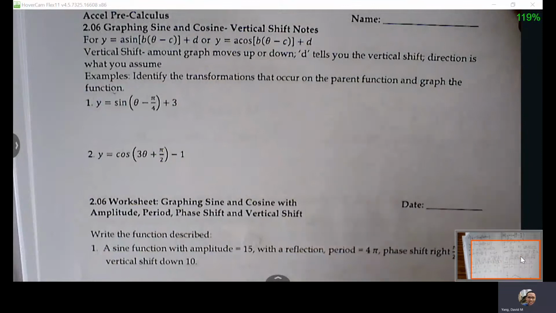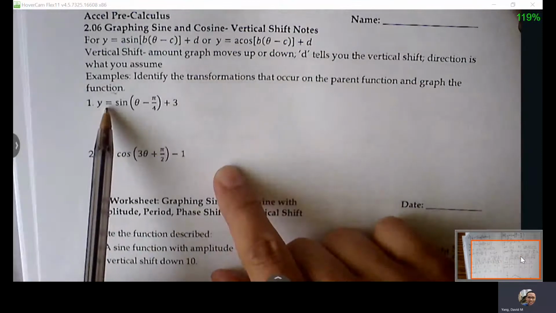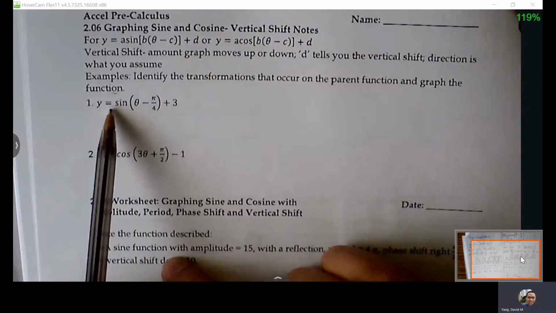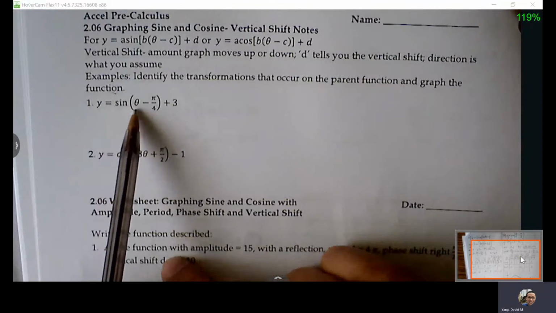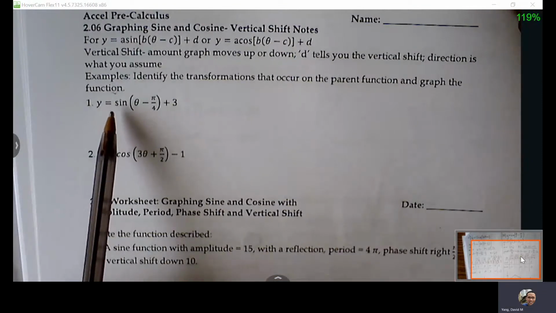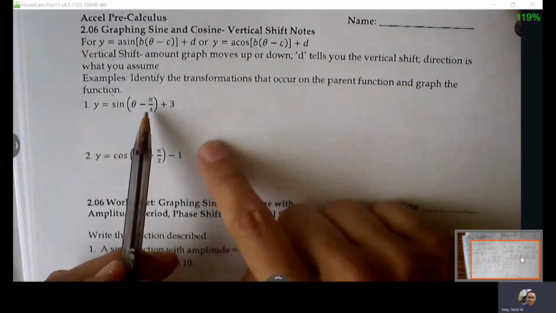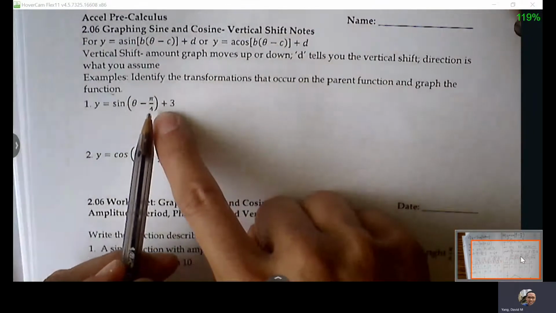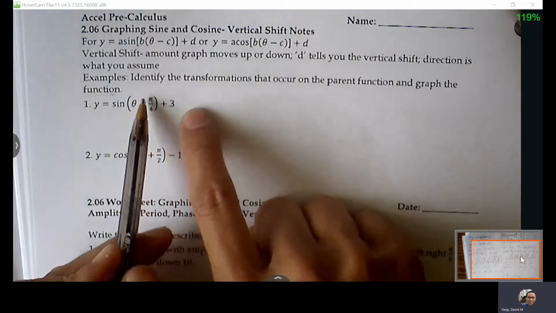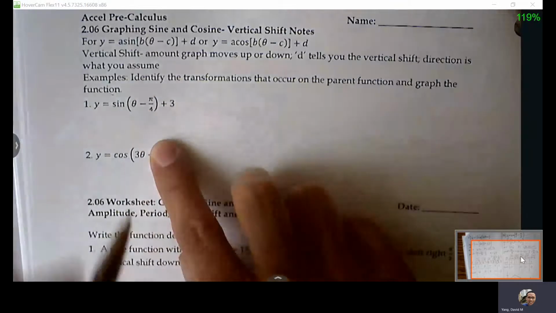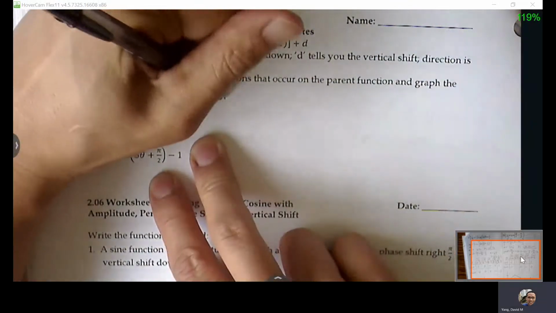All right. So the nice thing about number 1 is that, what's the a and b value here? 1 and 1. So there's no vertical stretch. There's no horizontal compression. We just have to worry about the c value here. So this minus pi over 4. What's going to happen with our sine graph here? Yeah, we're going to shift.